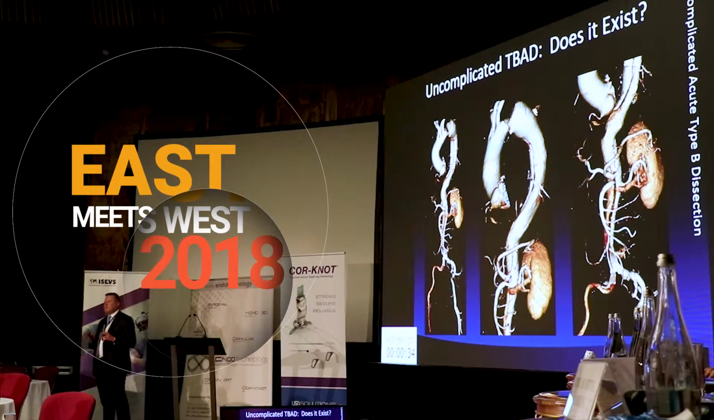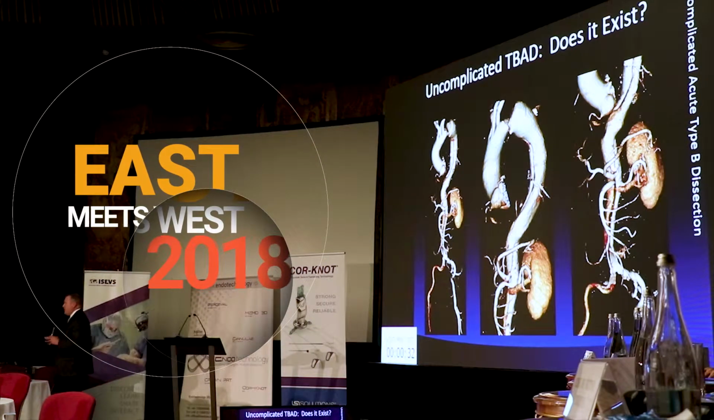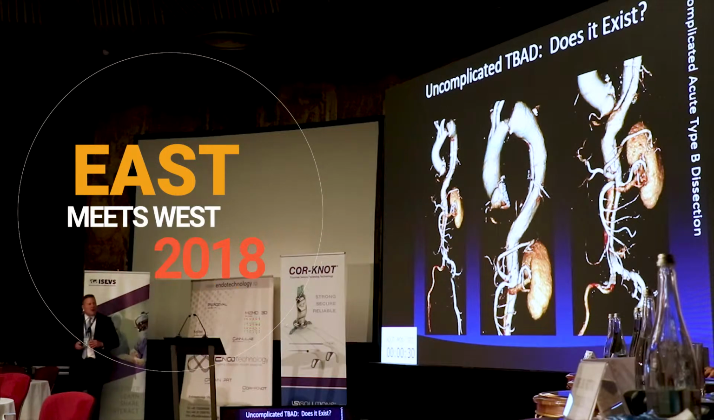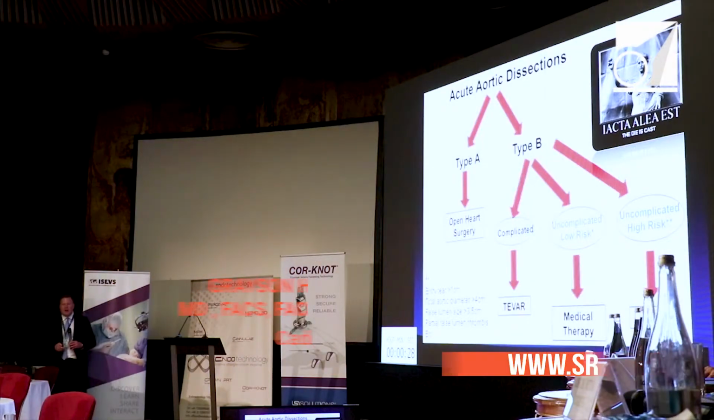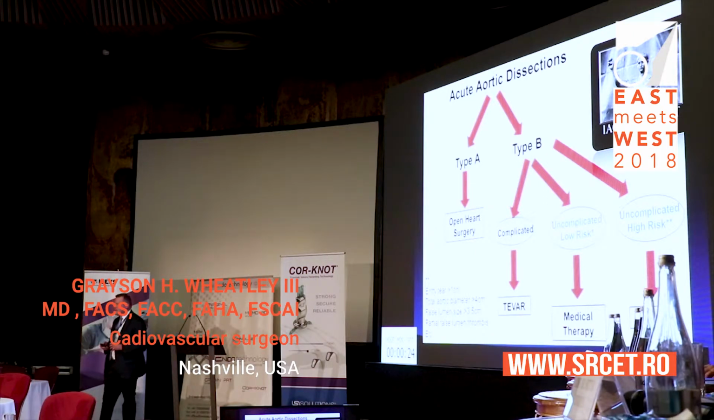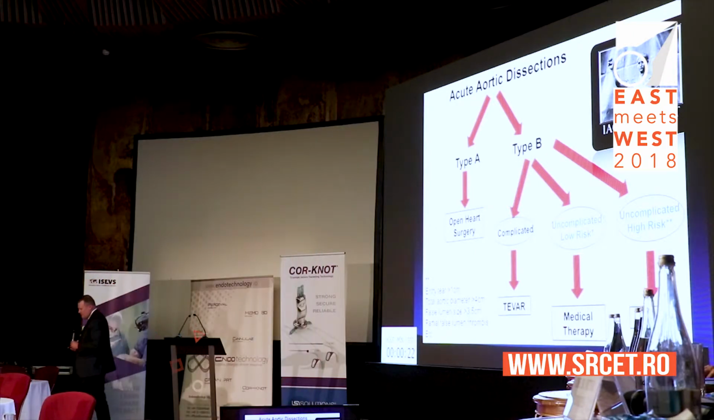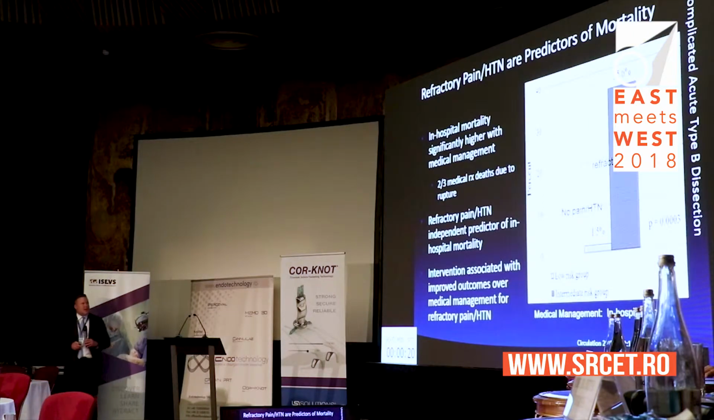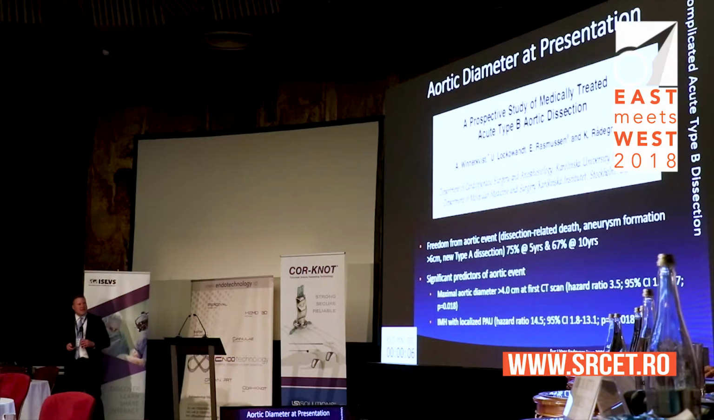Even though we classify many of these patients as uncomplicated, they're really much more complicated than we think, and I really don't think that this paradigm of an uncomplicated type B is very often found in the clinic. I think we need to understand that. And so when we look at some of these variables that have been studied, we can see that refractory pain is a variable that if somebody has refractory pain after the initial presentation of a type B, that can be a significant differentiator in outcomes for those patients.